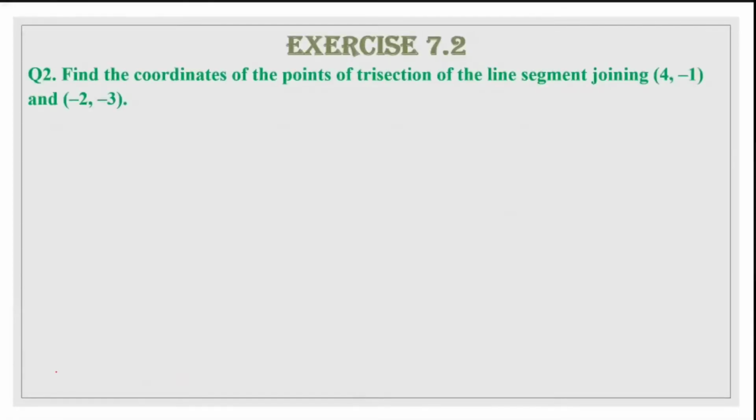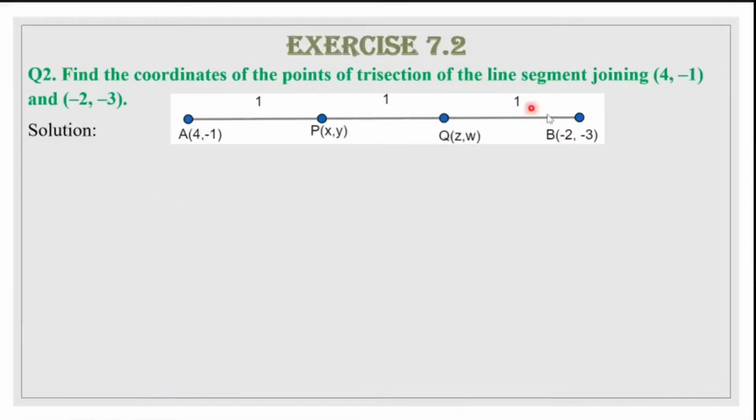Right? So again, let us come back to exercise 7.2, second question. Find the coordinates of the points of trisection of the line segment joining (4, -1) and (-2, -3). So again, let us see the figure. I have the line segment AB and I have the points P and Q such that P and Q trisect this line segment. That means AP is to PQ is to QB is 1 is to 1 is to 1. That means if I want to find out the coordinates of point P, this is 1 and this is again 1 plus 1, that means this is 2. So P divides AB in the ratio 1 is to 2. Can I use the section formula to find out the values of x and y?